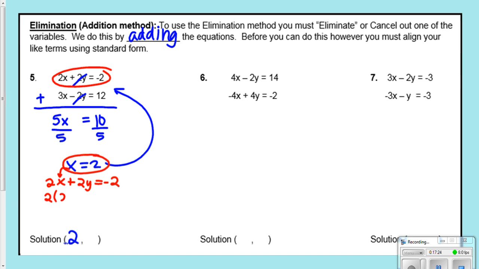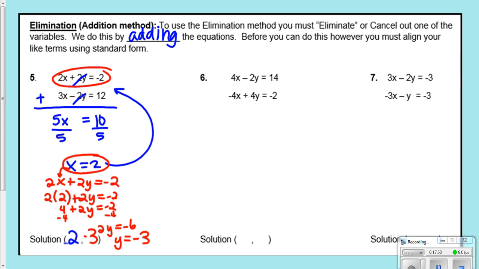So 2 times 2 plus 2y equals negative 2. Lots of 2's here. So 4 plus 2y equals negative 2. Subtract 4 on both sides. 2y equals negative 6. So y has to be negative 3. And there's my answer. So it's kind of part addition and part substitution, really. So let's try the next one.